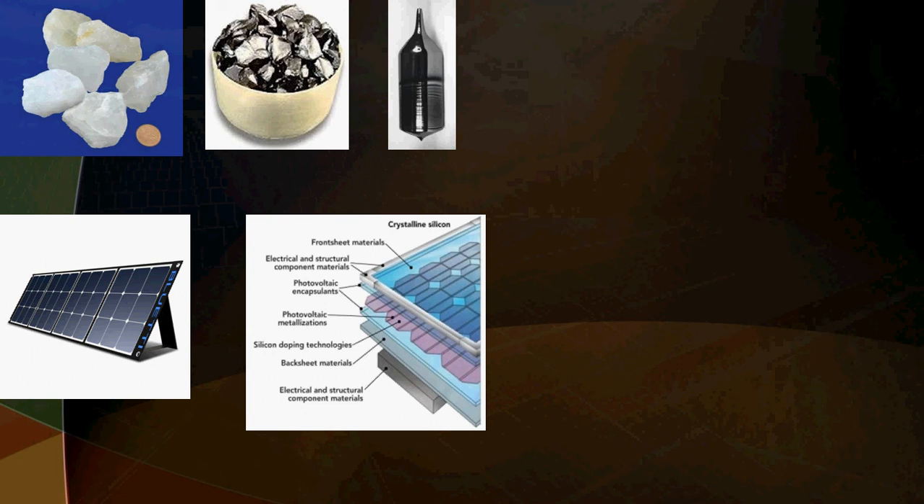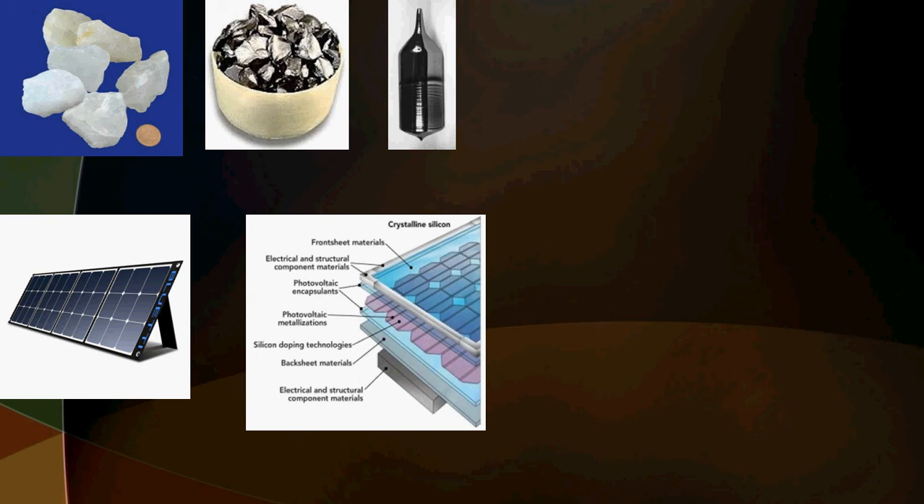So, how are photovoltaic cells or solar cells produced? It all starts from quartz. Quartz is a mineral which is silicon dioxide, SiO2, or we call it silica. So this silica is converted into silicon metal. So how can we convert it?